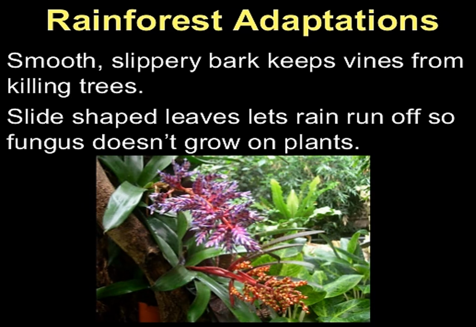Rainforests receive heavy rainfall throughout the year. So most rainforest plants have leaves that have specialized tips called drip tips. Drip tips enable raindrops to run off quickly and to remove excess water on the leaves of plants.